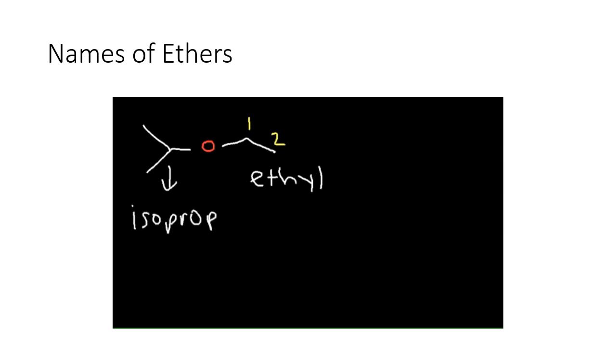Here's another one that we could try. What's the common name for this particular ether? Now, on the right, we have an ethyl group. On the left, we have 3 carbons, but based on the way it's connected, this is an isopropyl group. So E comes before I. So this is ethyl, isopropyl, ether.